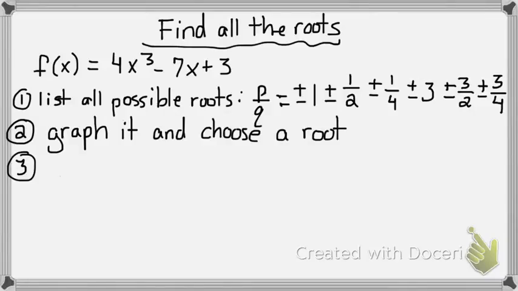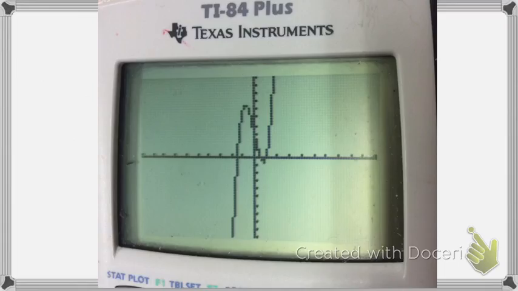Hello everybody! Now I'm going to teach you how to find all the possible roots given a polynomial. Alright, the first thing you're going to do is list your possible roots that you're going to be choosing from. And then you're going to graph it in your calculator. So of course you're going to hit y equals and type in the polynomial 4x cubed minus 7x plus 3. And when you graph it, you should get a graph that looks like this.